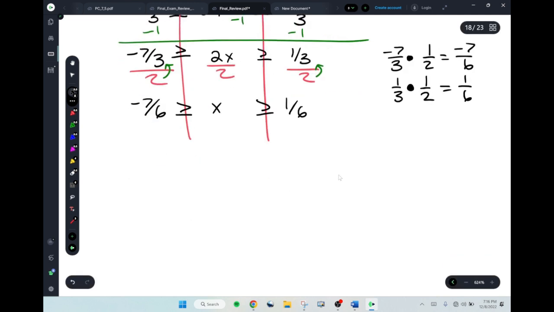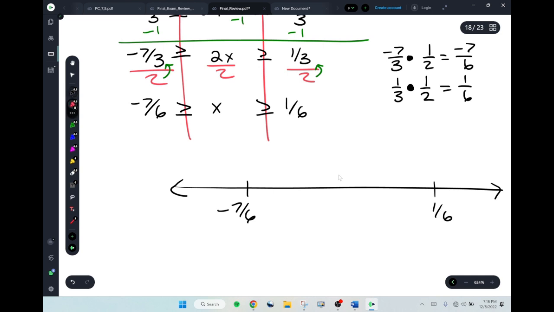Now I think we're ready to do the graph. You don't have to be a hero or know exactly where these are. Just write it. Negative 7 over 6, 1 over 6. And what does this say about x? Where is it? Be really, really careful that you read those signs really well.